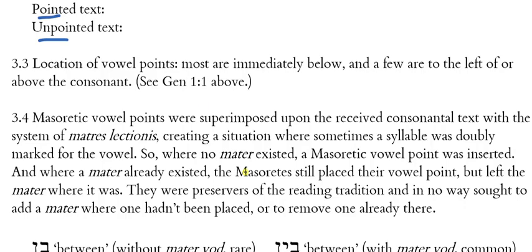Now, where were these vowel points located then in the Tiberian system? Most of the vowels are going to be written immediately below the consonant. And so you'll pronounce the consonant first and then the vowel sound that's written below the consonant. And then in a few situations, the vowel is written immediately to the left of the consonant or above the consonant. And again, when it's above the consonant, it will be slightly to the left also.